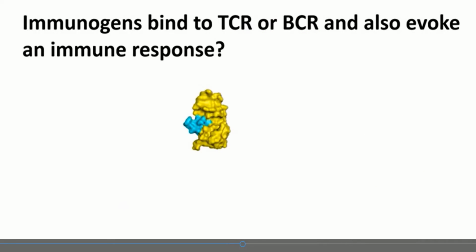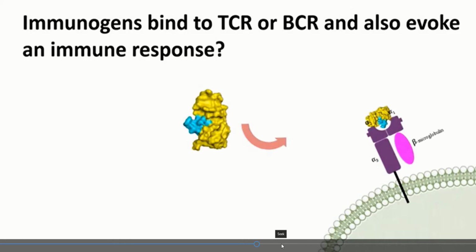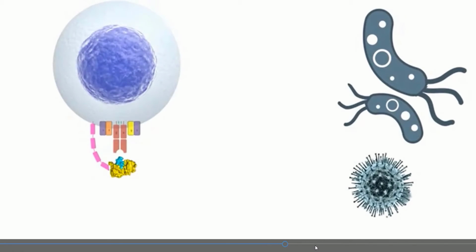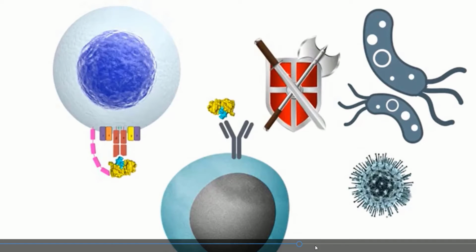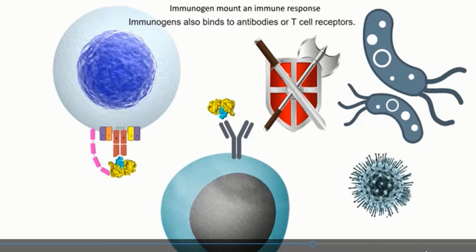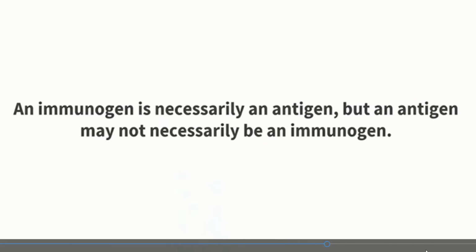Now, there is another term known as immunogen. An immunogen can bind to the T cell receptor or B cell receptor, and not only that, it can also mount an immune response. Simply, immunogens are kinds of antigens which not only bind to the B cell and T cell receptor but also mount an immune response. That is the difference between immunogen and antigen. We can say that an immunogen is necessarily an antigen, but not all antigens are immunogens.